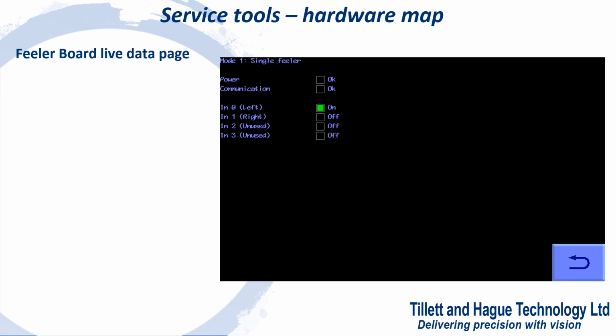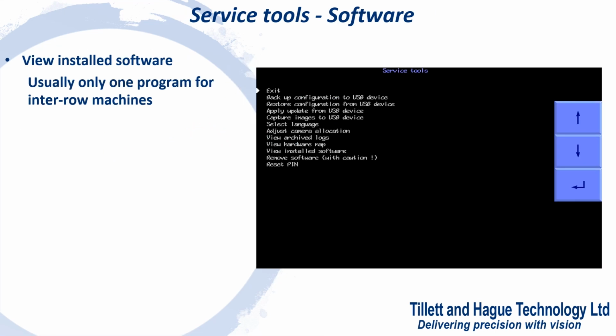If we were instead to select the feeler board from the hardware map, we would be able to see if the board had power and check if the CAN bus was communicating okay. The bottom block of 4 parameters indicates the status of the board's 4 inputs. If an input is on, the adjacent square turns green. Back to the Service Tools menu now.